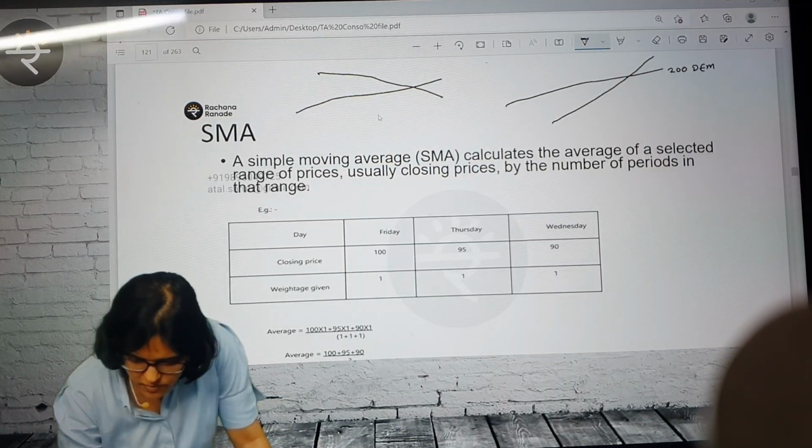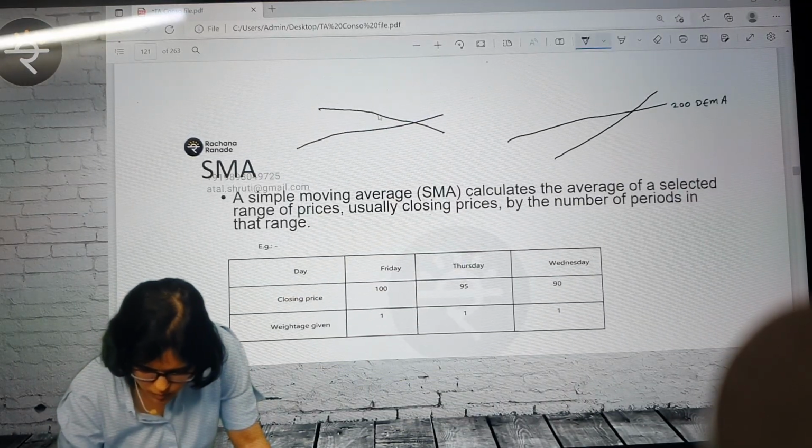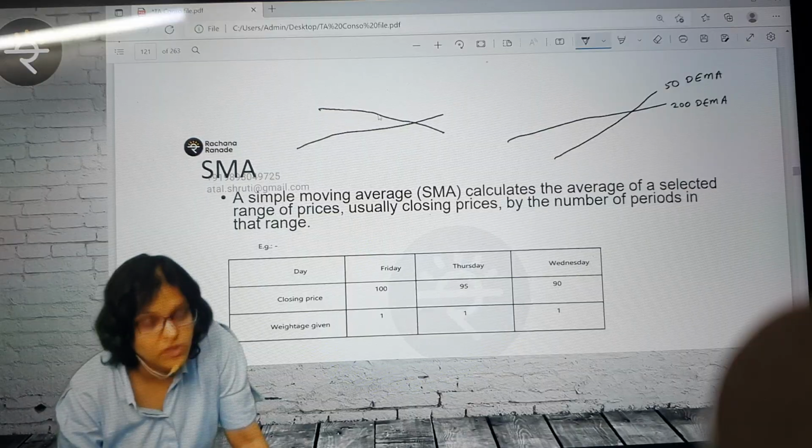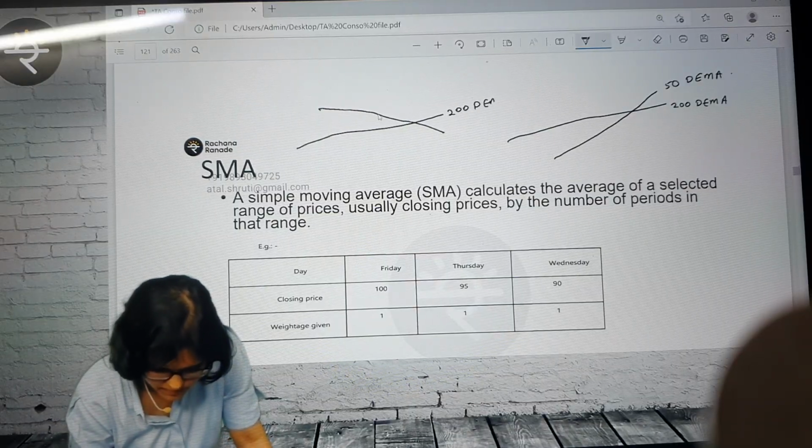Okay, so which is this line? 200 DEMA. Right? Which is this line? 50 DEMA. If you just want to draw this. This was again 200 DEMA. This was 50 DEMA.